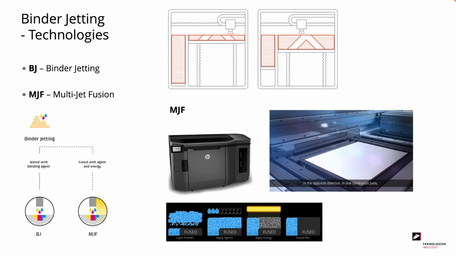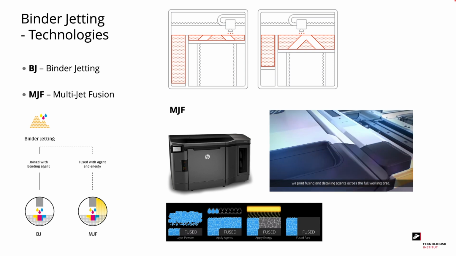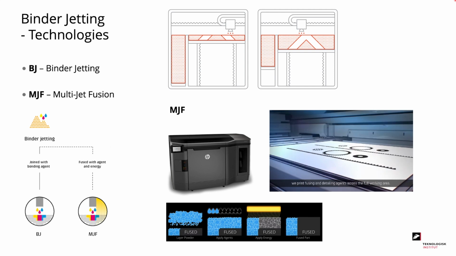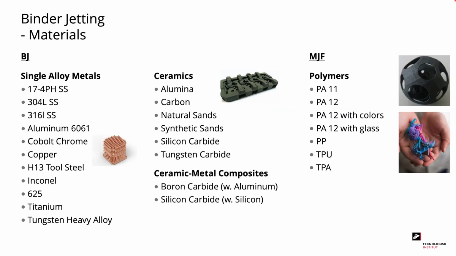However, we are using polymer instead of metals. Here we are, in one continuous motion, both applying the fusion agent and heat to fuse together the part. If we have a look at the available materials for the binder jetting technology, we can see that for binder jetting itself, we have a wide range of alloy metals. We can also use ceramics, and we can even use ceramic metal composites. For multi-jet fusion, a wide range of polymers are available.